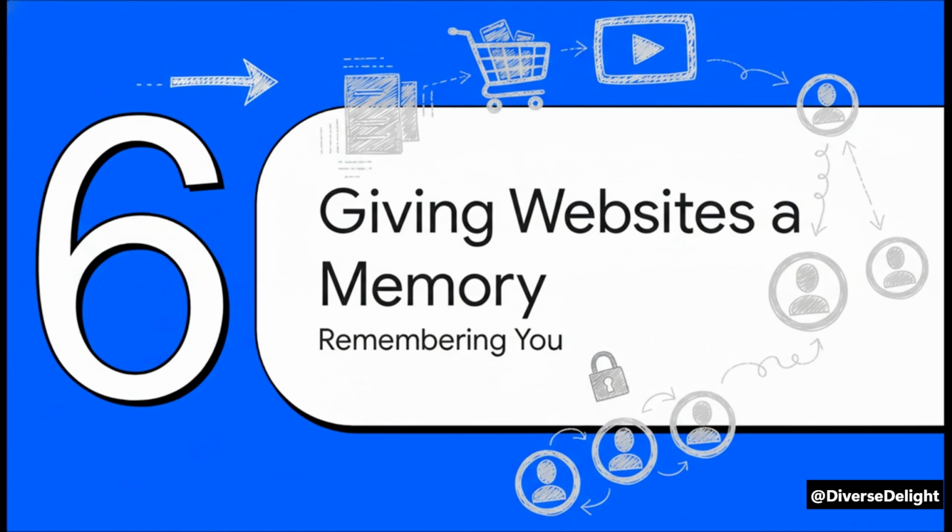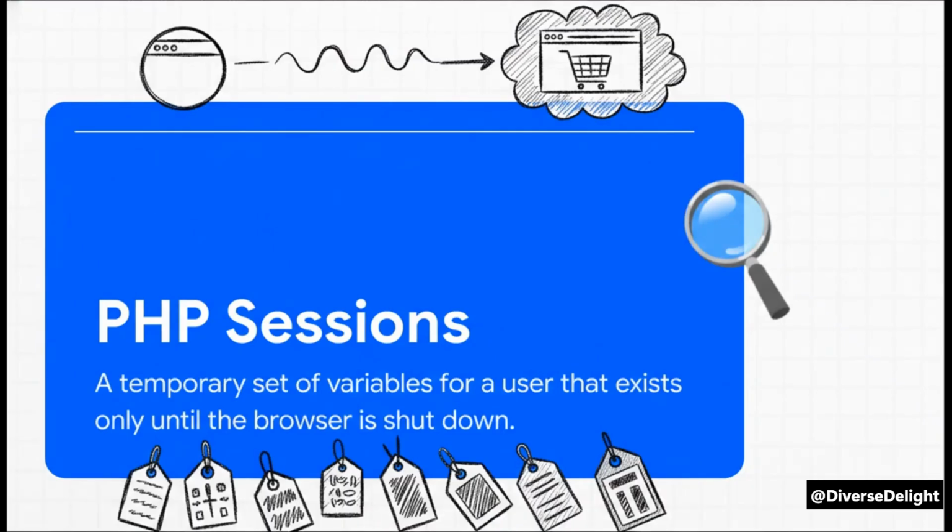But that brings up a really good question. How do sites like Amazon or YouTube remember who you are and what's in your cart as you click from page to page? That requires a totally different tool, one that gives the website a kind of memory. Well, the answer is something called a session.